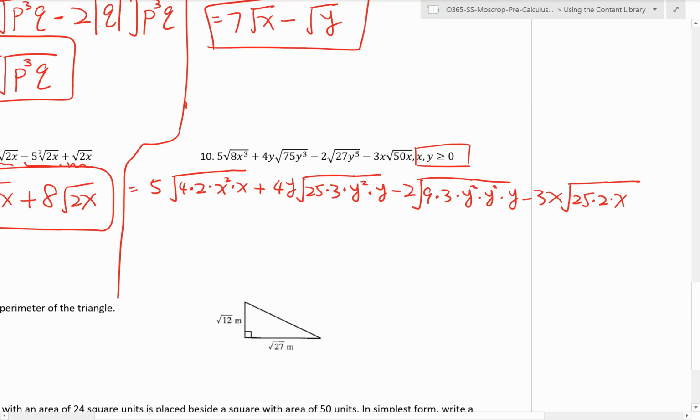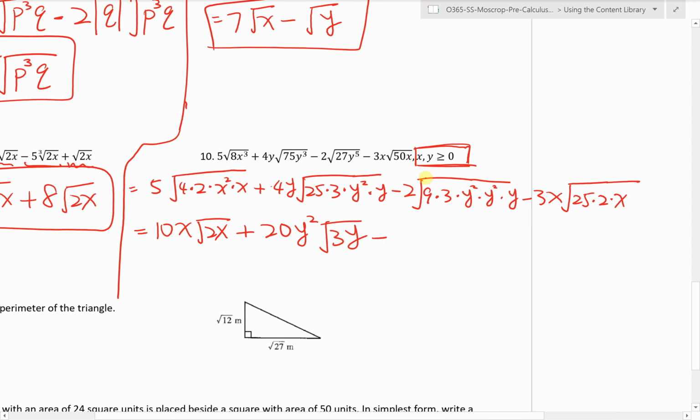Okay, so now we can simplify this a little bit. Root 4 is 2, so 2 times 5 is 10. We have square root of x squared, that's just x. Now again, we don't need the absolute value symbol in this case because it already tells us that x and y are both greater than 0. We still have square root of 2x inside, however, plus square root of 25 is 5. 5 times 4 is 20. Square root of y squared is y. Combined with this y here, we actually get y squared. And we still have 3y left inside the radical sign.